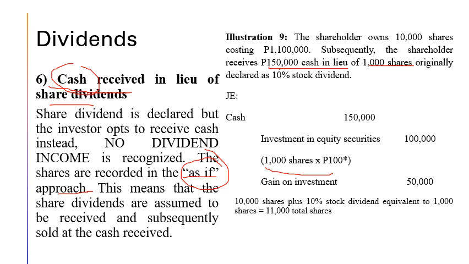So how do we get the 100 pesos? The original shares is 10,000 plus the 10% stock dividend supposedly, so there should have been 11,000 shares. Then 1,100,000, which is the original cost, divided by the new number of shares of 11,000. That would be 100 pesos per share.